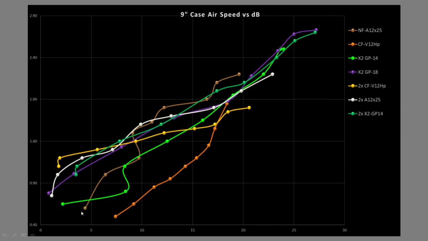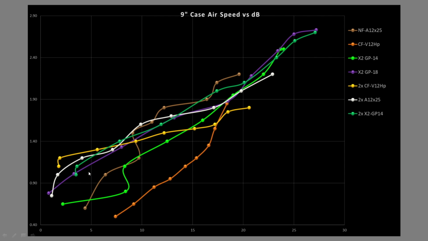Next, we're going worst to best. We got the X2-GP18 single fan by itself, and it climbs. At higher RPMs, it's actually doing pretty well. So this is airspeed actually on the right side, but you're hitting higher RPMs to get this higher airspeed, so it's staying right in this little group, which is good.